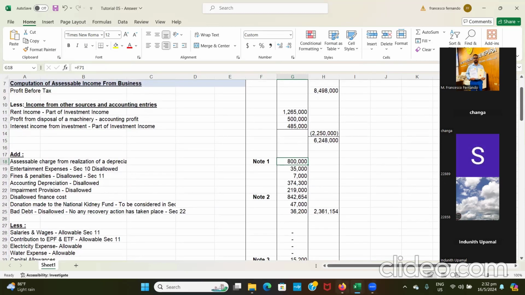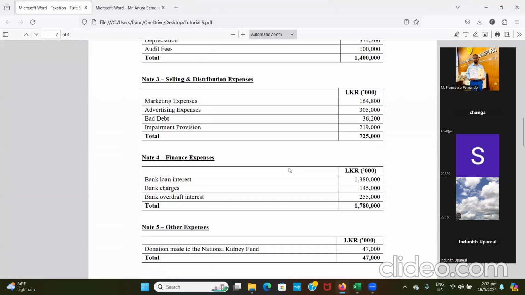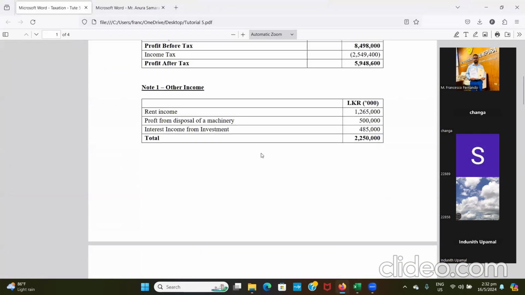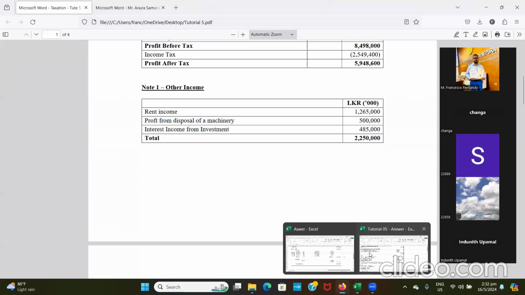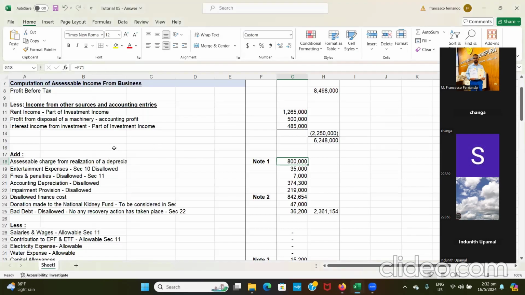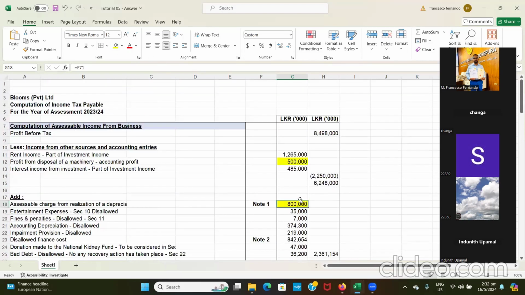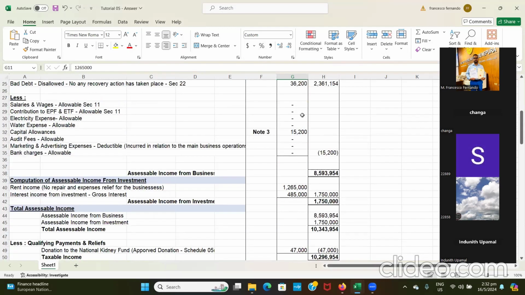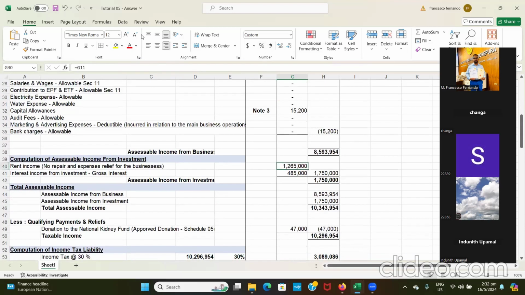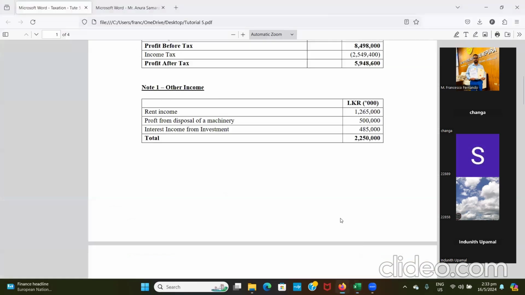And then if you come to this, we have the profit from the disposal of the machine. So this is accounting profit. We must remove this. So here I have removed this 500,000. Okay? And here I have recorded the accessible charge. And here I have recorded the, so I'll color this. Right, so moving forward there.